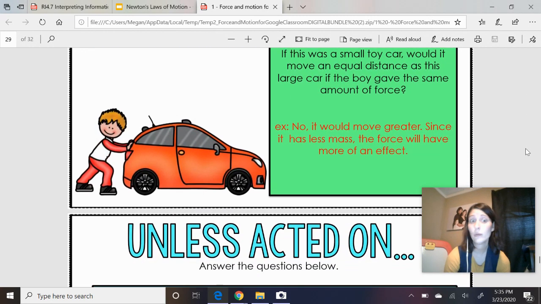No, we all know if you try to push a car, it's not really going to go anywhere. But if you push a toy car, you can exert very little force on it and it's going to go really far. It depends on the mass of the object you're trying to move. Okay.